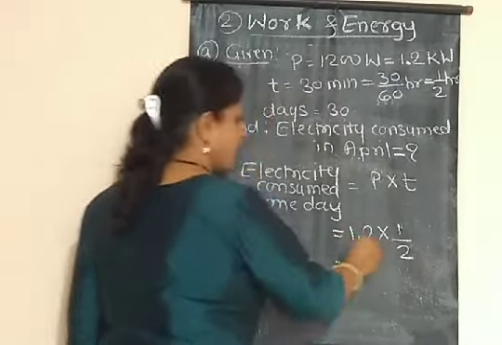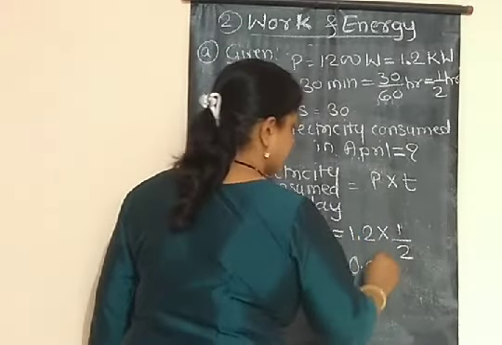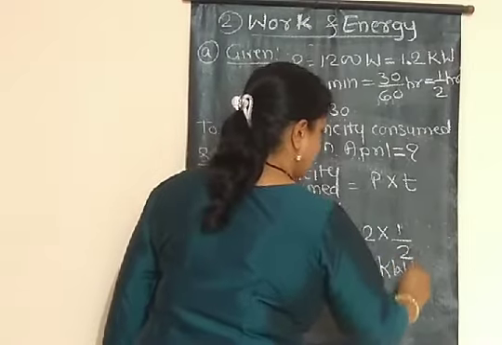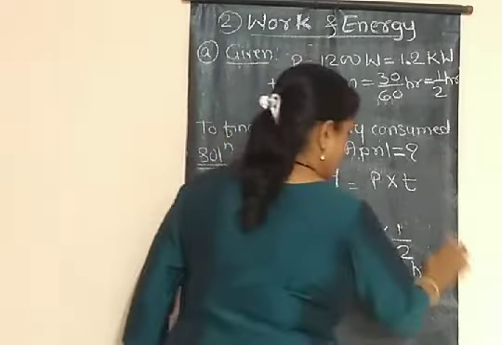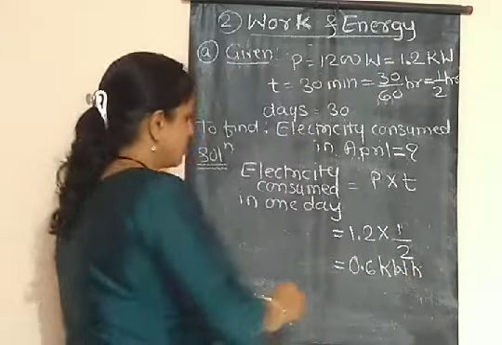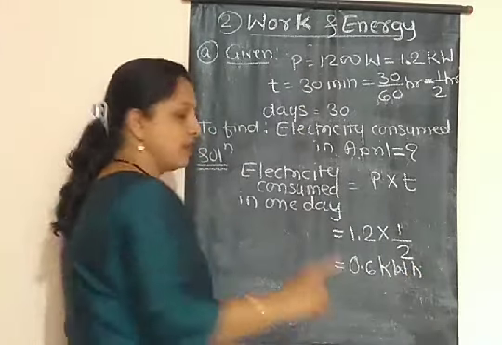Then 0.6 kilowatt hour. Okay, 0.6 kilowatt hour. Then you can also just write H. So this is the electricity consumed in 1 day.